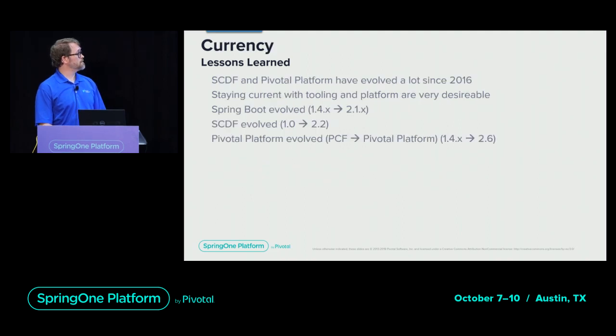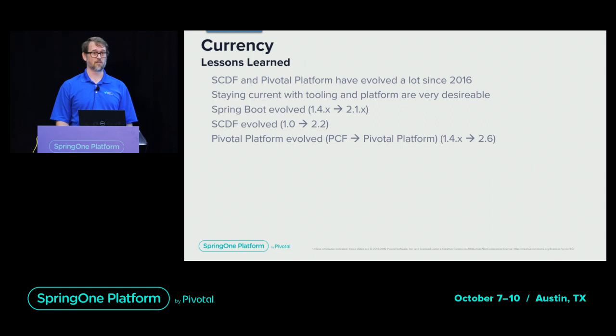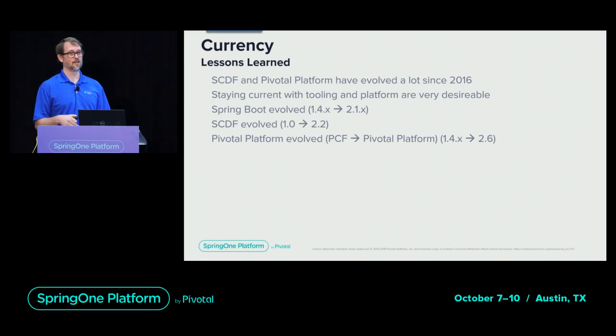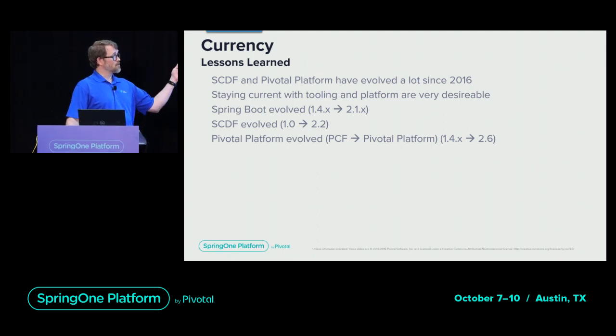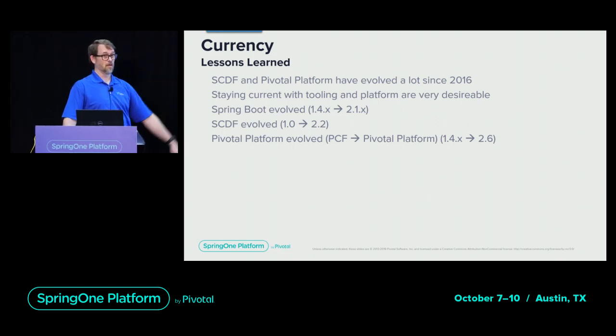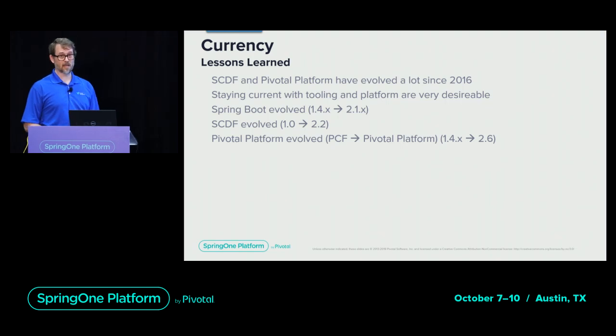Okay. And then finally, currency. This was about planning for a rapid cadence of release, and that's because Pivotal does a rapid cadence of release. It renamed itself in the last three years. It used to be called Pivotal Cloud Foundry. Now it's just Pivotal Platform. I mean, how can you keep up with that kind of thing, right?